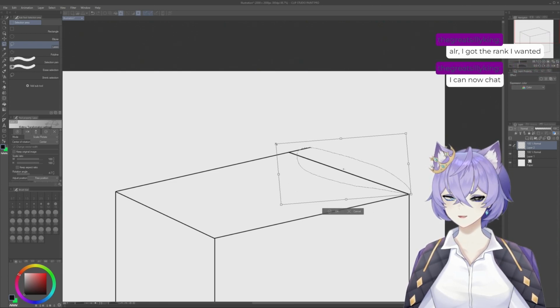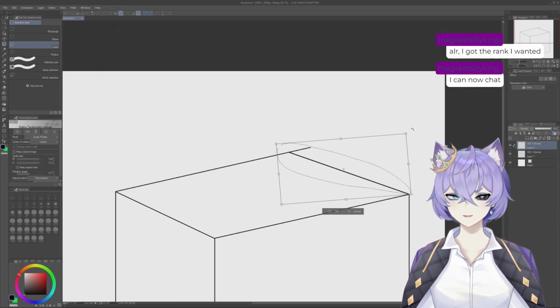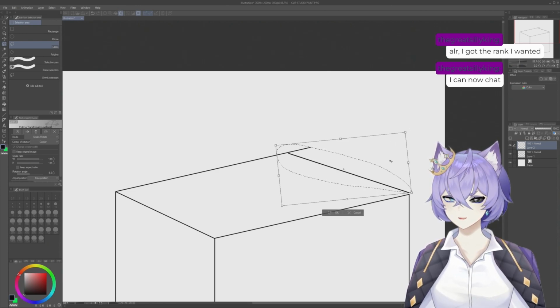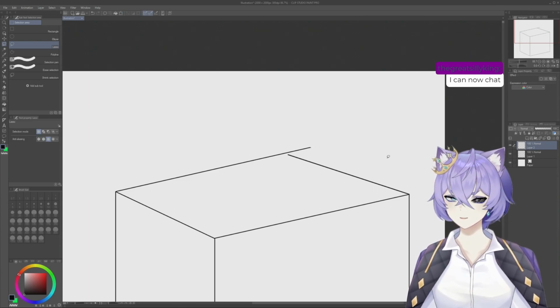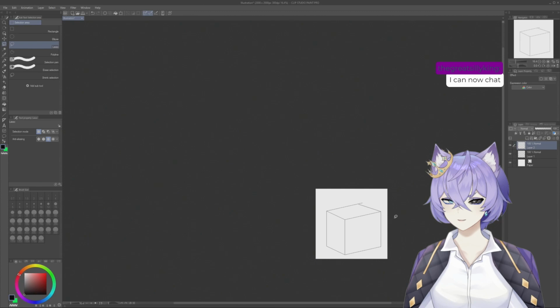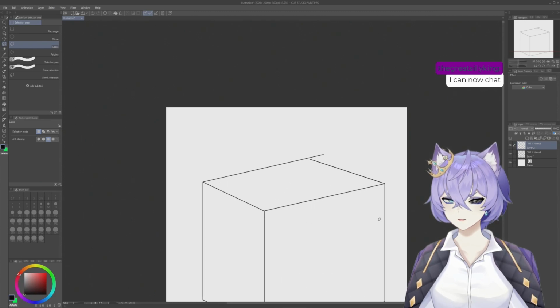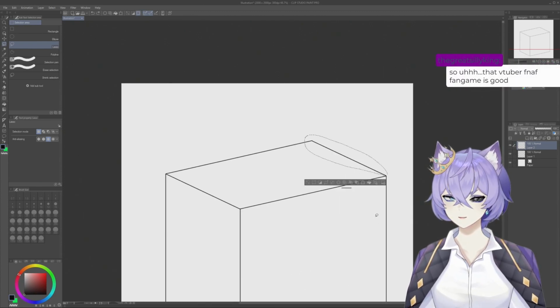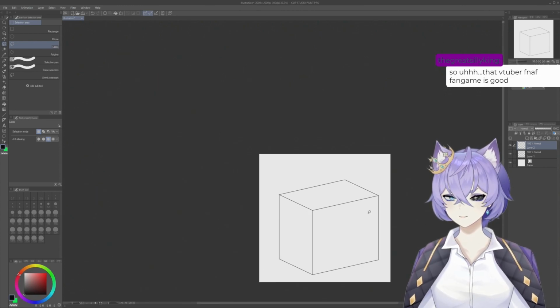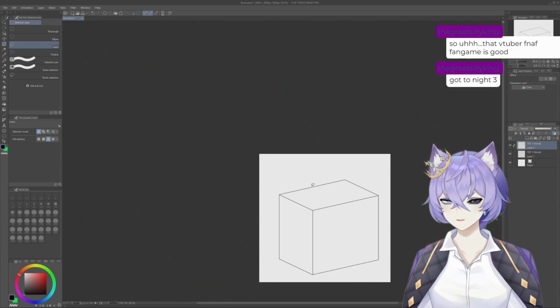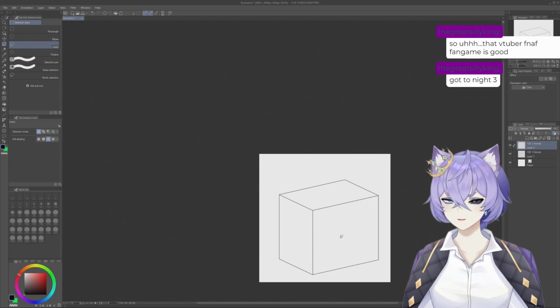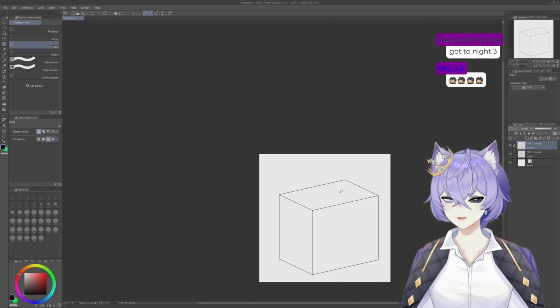What is going on? I got the rank I want. I can now chat. Nice. We're just trying to figure out what's wrong with my brain. Because my brain says that should go that way, but... What is this? Okay, so this line is the same as this line. This line is the same as this line. But for whatever reason, according to how this square looks, this side looks like it's too high.